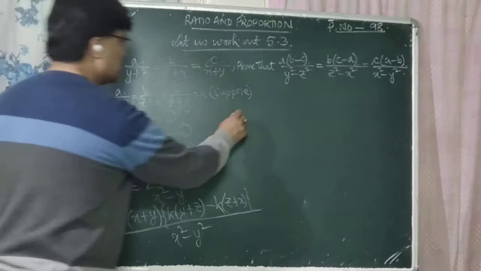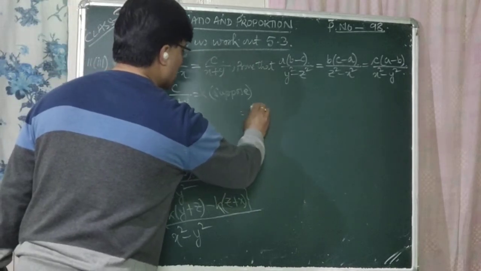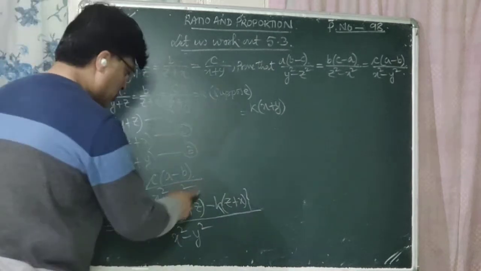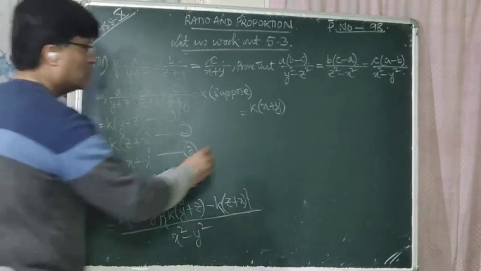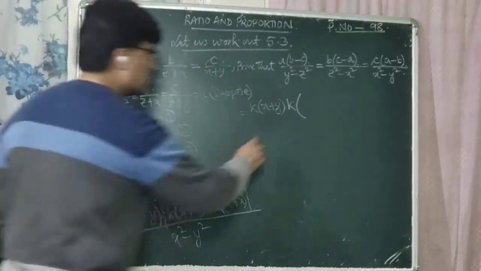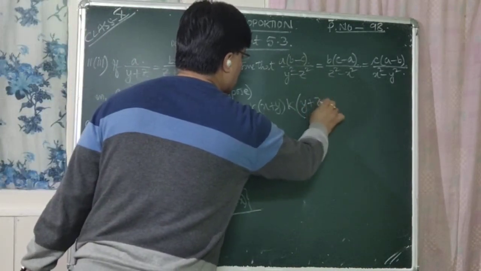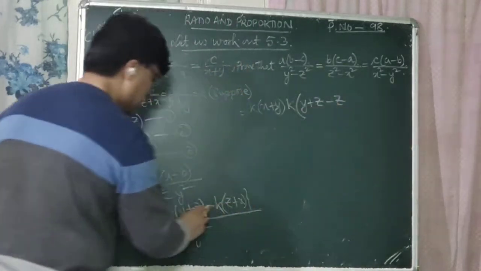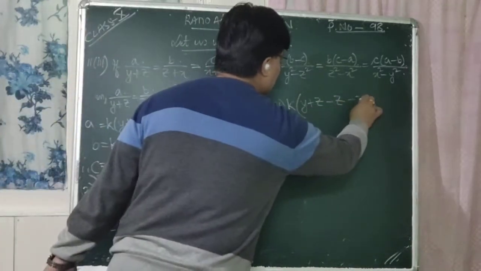So let us simplify it. It is equal to k into x plus y. So here k is common. Within the second bracket, k within bracket, what do we get? Y plus z, then minus z, minus into plus, minus x.